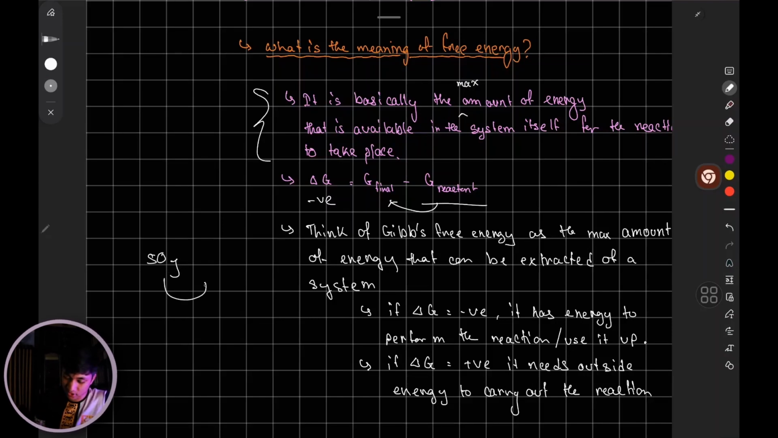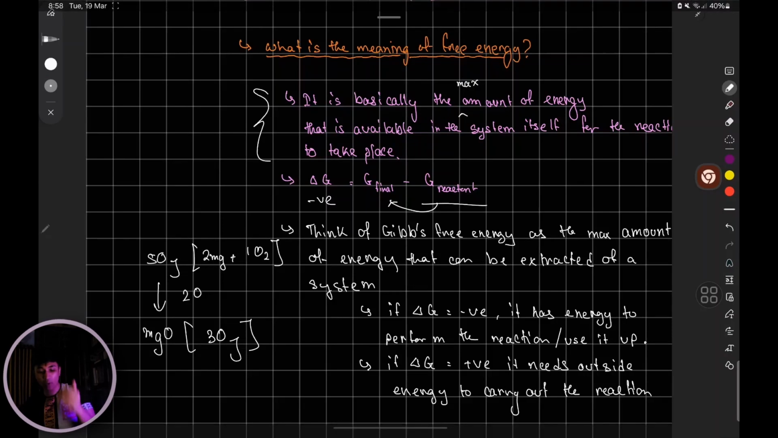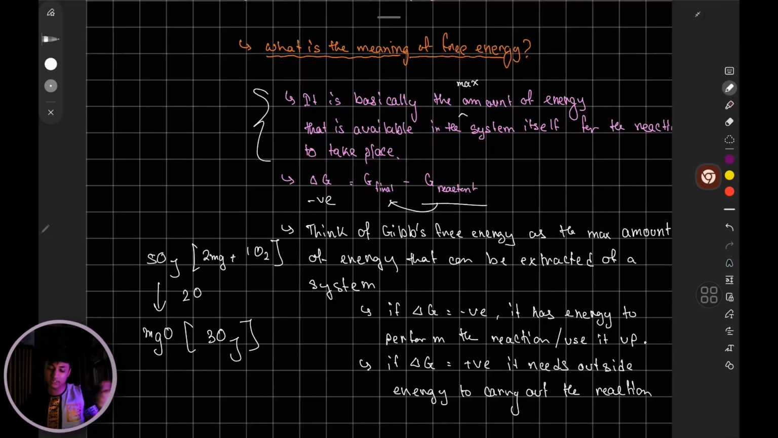And let's say 20 joules of this energy is used up in converting or producing magnesium oxide. So now the Gibbs free energy of MgO is 30 joules. Let's say 50 joules is the sum of Gibbs free energy of the reactants, that is 2 moles of Mg plus 1 mole of O2. So it lost 20 joules of Gibbs free energy in converting from the reactants to the products.